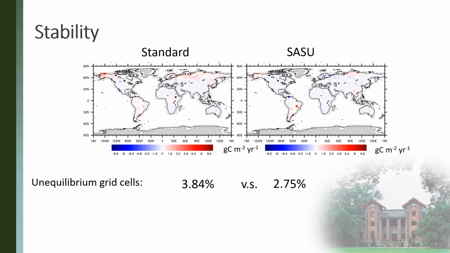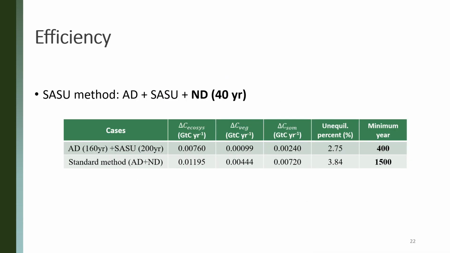By comparing the stability of the two approaches, we found that the changes in ecosystem carbon are small in both approaches. The unequilibrium grid cells represent 3.8% in the standard approach, which is a little higher than the 2.7% in the semi-analytic spin-up approach. Looking at the efficiency, we also found the semi-analytic spin-up approach spent just 400 years, which is 73% faster than the standard approach.